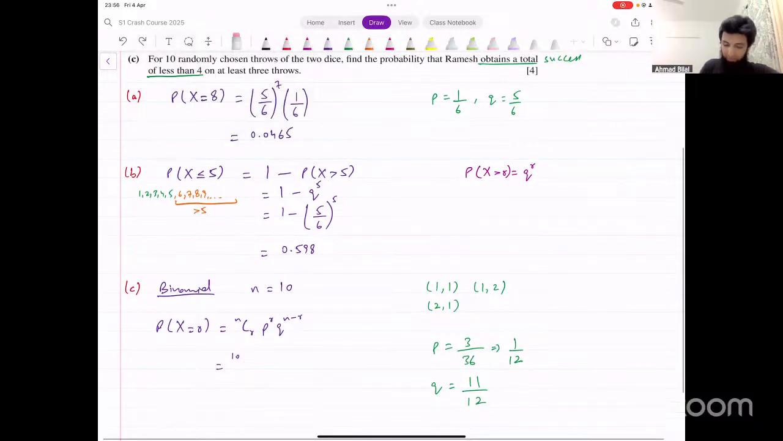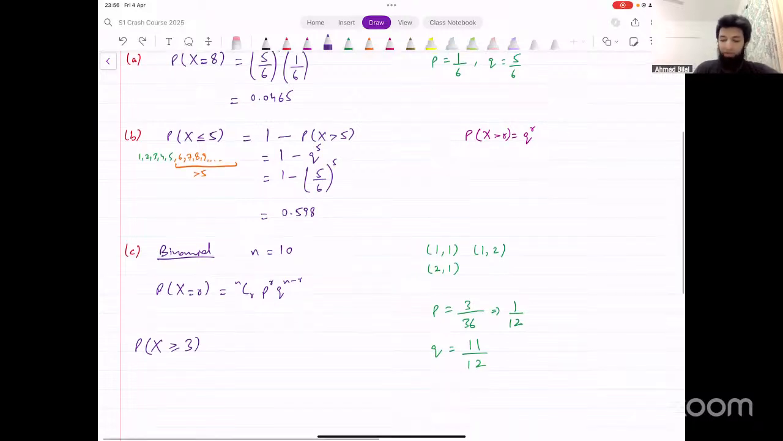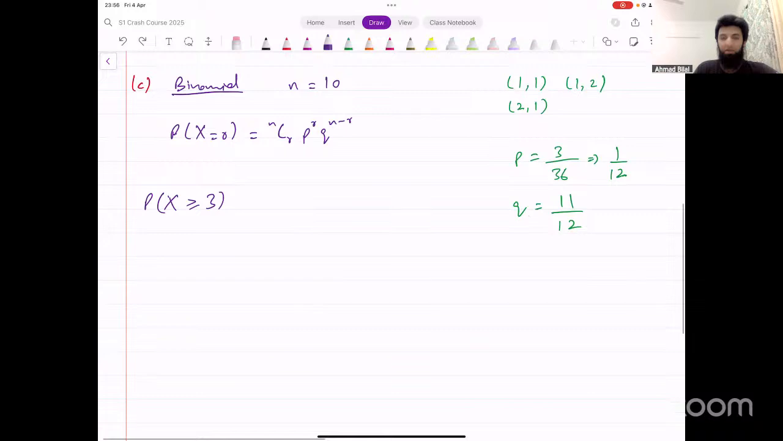Okay, so that's the formula. What we're looking for is x greater than or equal to 3. Do we have a formula for inequalities in binomial? We don't have any formula for that. In geometric, we do have a formula. But in binomial, we have to calculate probabilities individually for each number. Now, greater than or equal to 3 means 3, 4, 5, 6, 7, 8, 9, 10. That's a lot of probabilities to calculate.